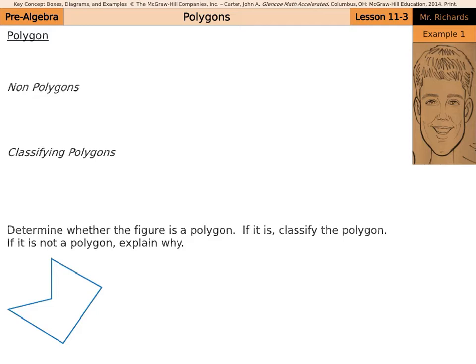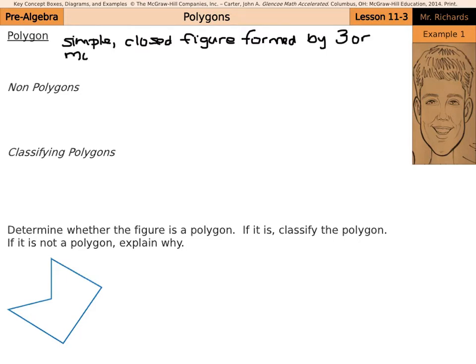Our first step is to define what a polygon is, and it is a simple, closed figure formed by three or more line segments called sides.